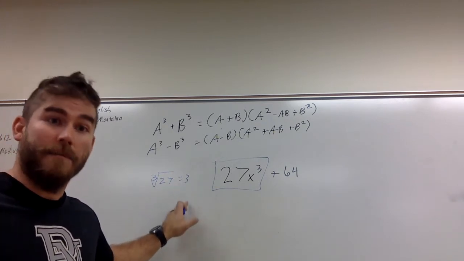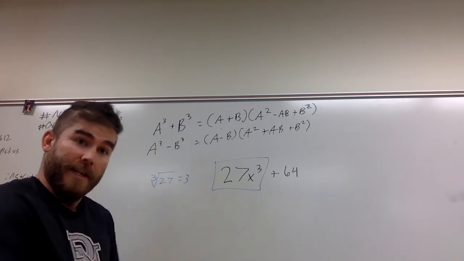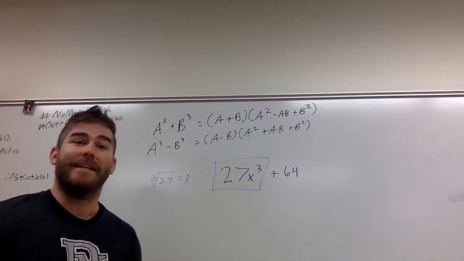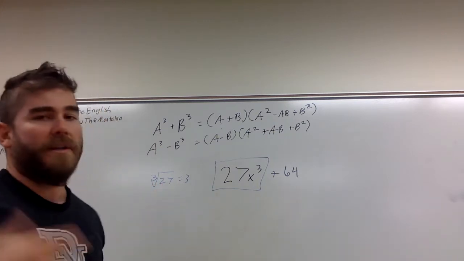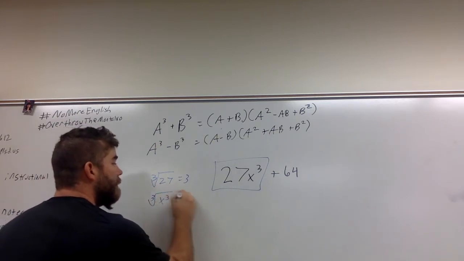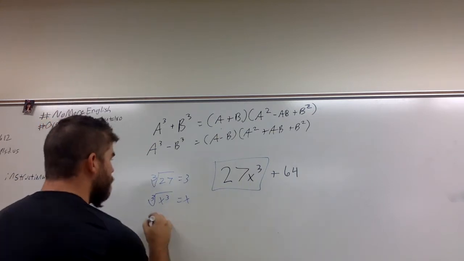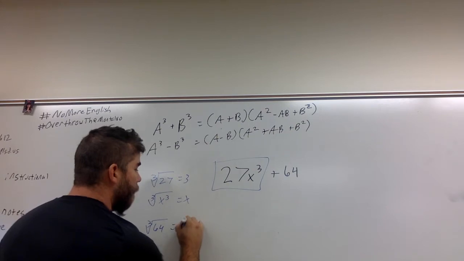Otherwise, we can use Desmos and click the function button on Desmos's keyboard. There's a little function button, and if you go to miscellaneous, it'll have a cube root option. So the cube root of 27 is 3. The cube root of x cubed is just x. I'll do the same thing with the 64. The cube root of 64 is 4.